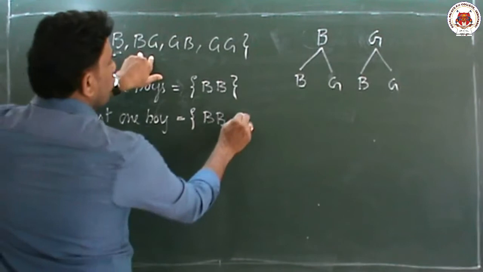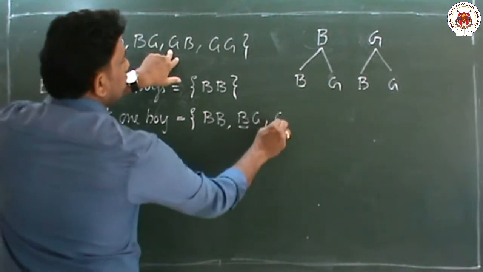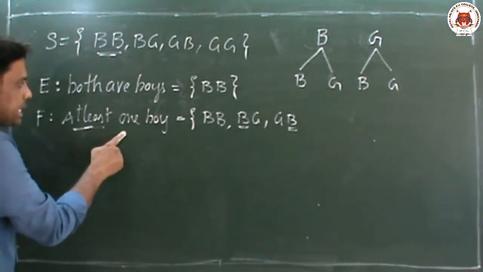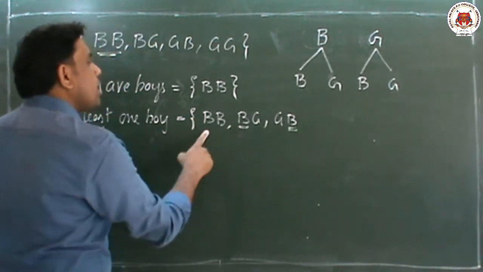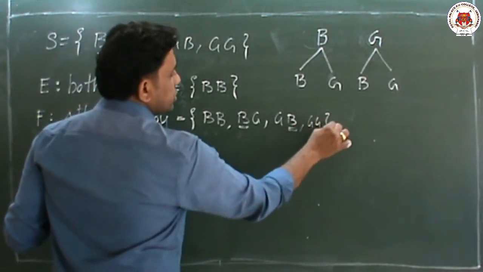And next one is boy-girl. Yes, because of that one boy is there. Otherwise girl-boy, this is also okay because one boy. We said at least one boy. At least one boy means either one boy or two boys, no problem. But we can't take GG.